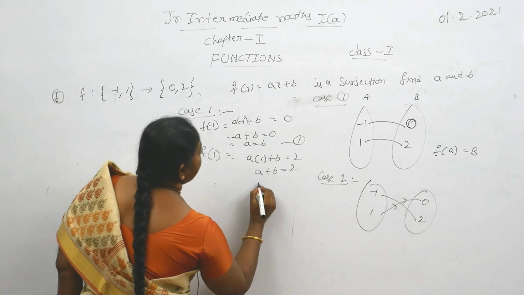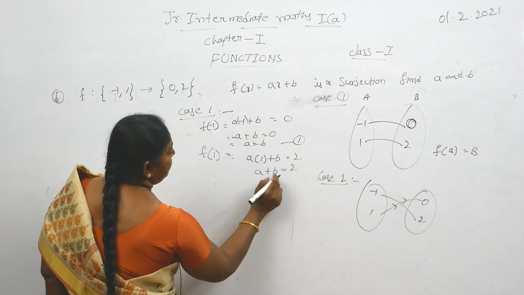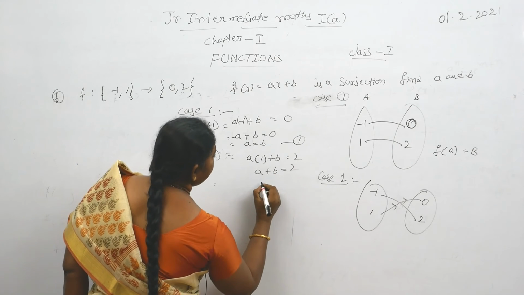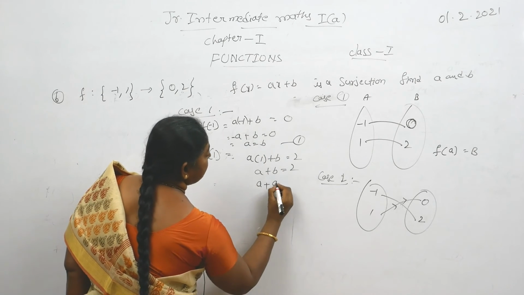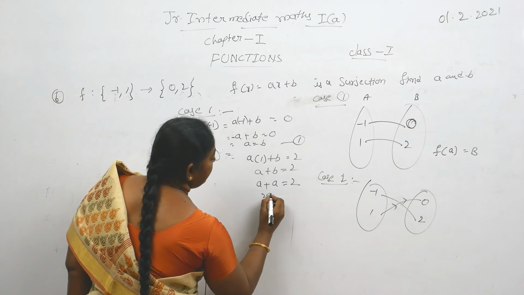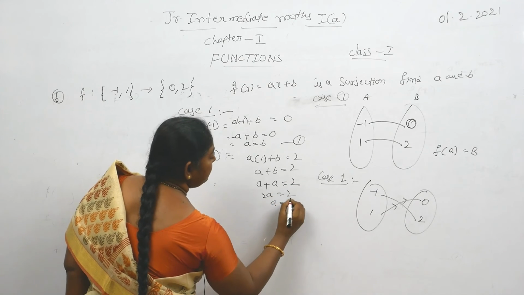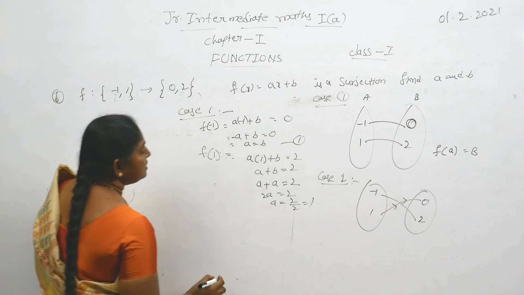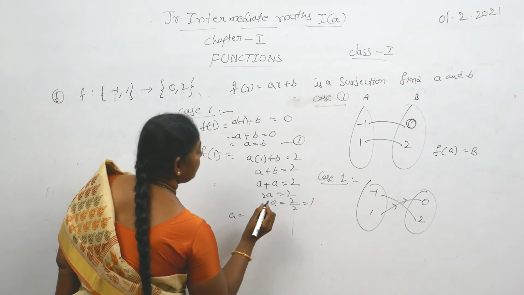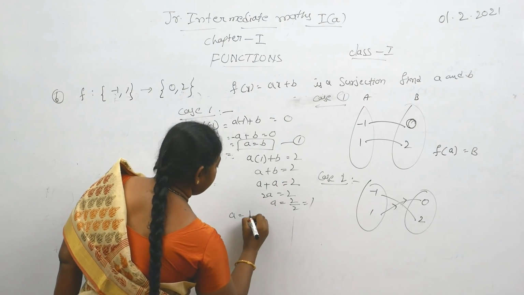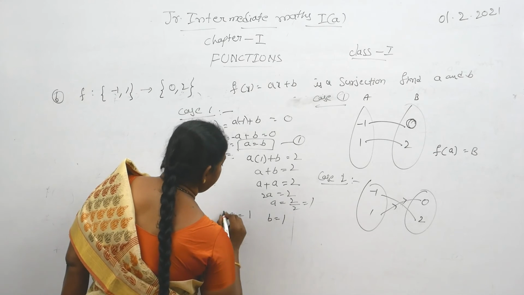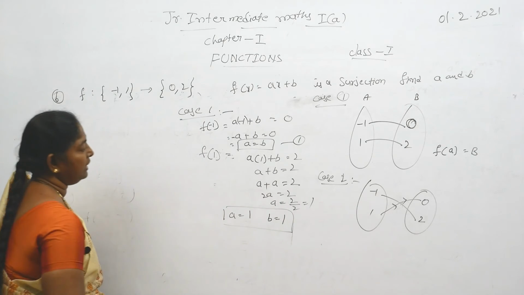So here substitute the b value. So here a + b = 2, so 2a = 2, a = 2/2 = 1. So a = 1 and b = 1 from the first condition.